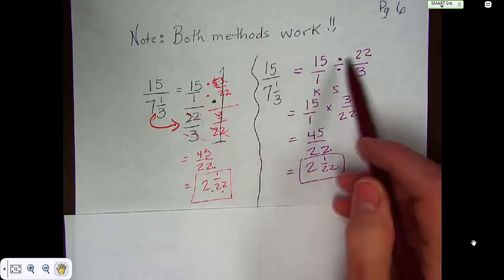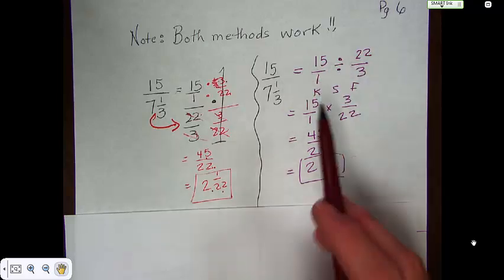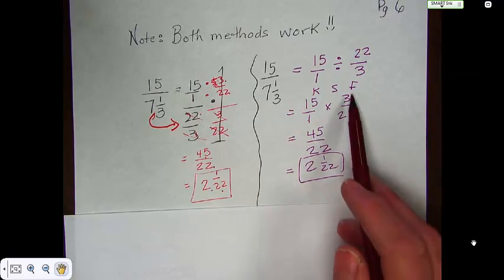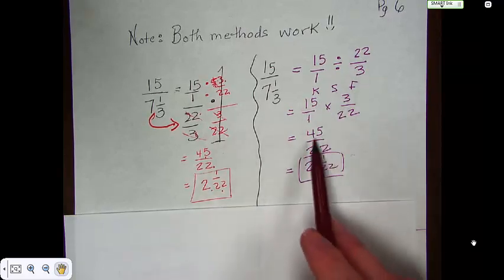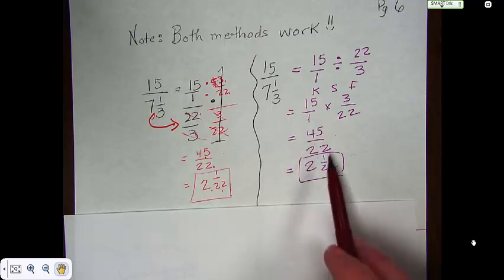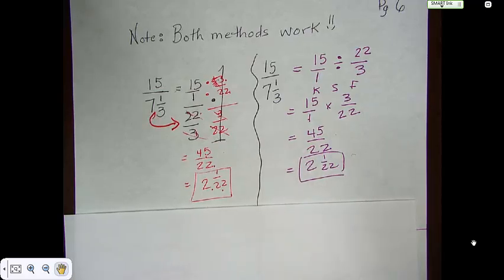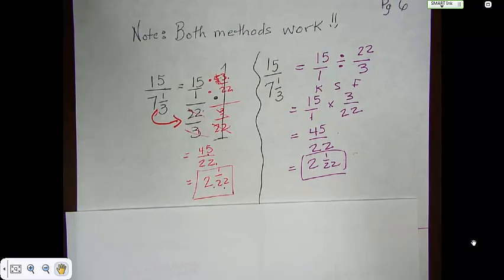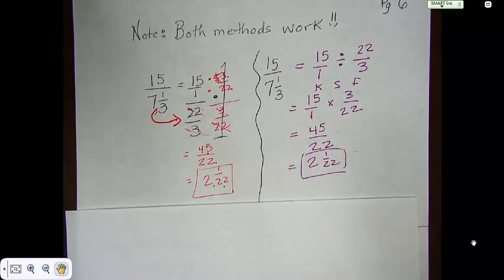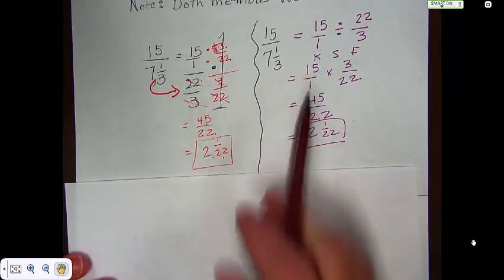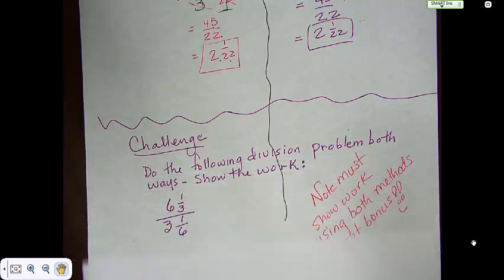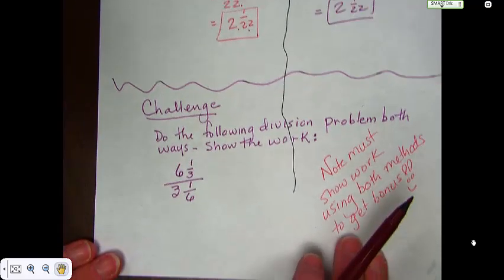I go over here, do the same thing. 15 over 1 divided by 22 over 3. Keep, switch, flip. Keep the first term, switch the multiplication, flip the second term. 45 over 22, 2 and 1/22. The amount of work is just about the same. It just depends on which way is more comfortable for you to do it. Many of you will probably go with this way because of the fact that you're familiar with it, but it doesn't make any difference.